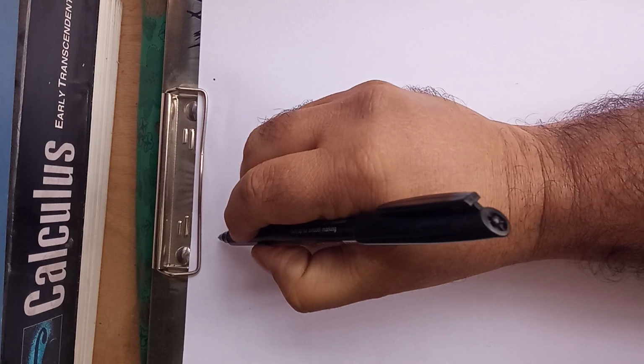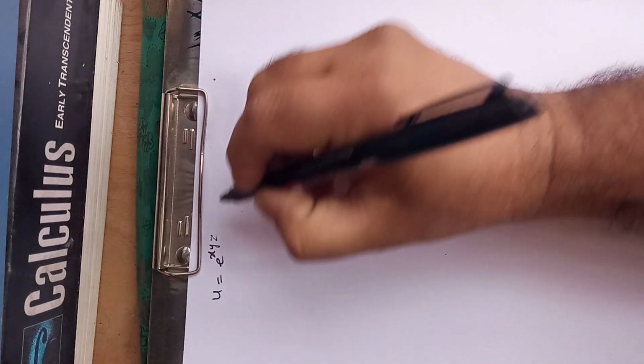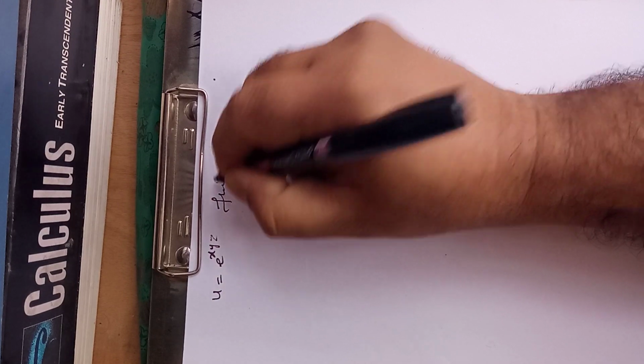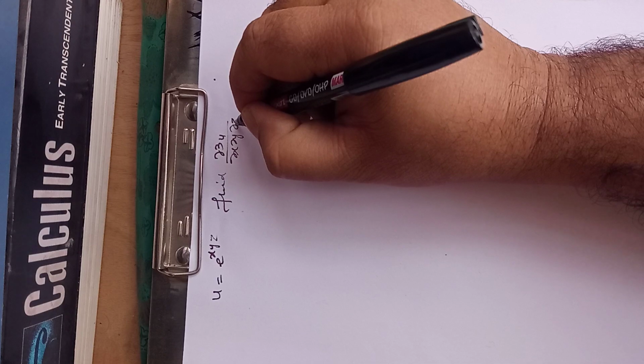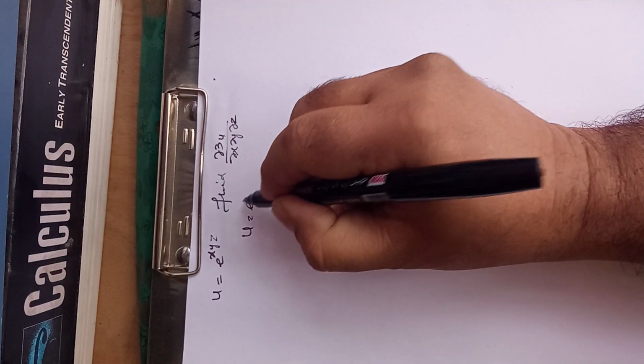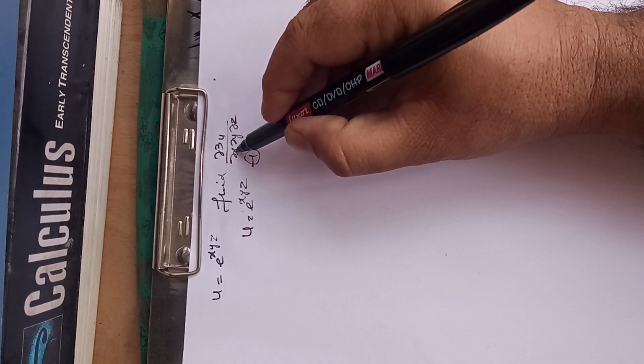So let's continue with partial differentiation. Now let me have a question. u equal to e to the power xyz. You have to find ∂³u/∂x∂y∂z. So you have u equal to e to the power xyz. This is 1. This is ∂³u/∂x∂y∂z.